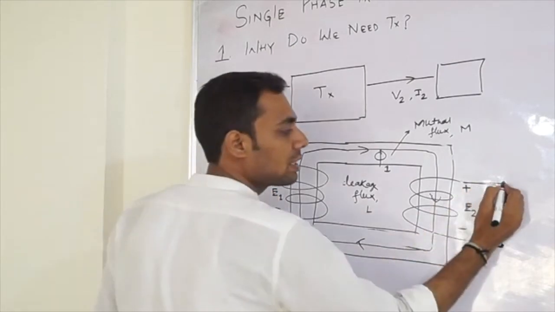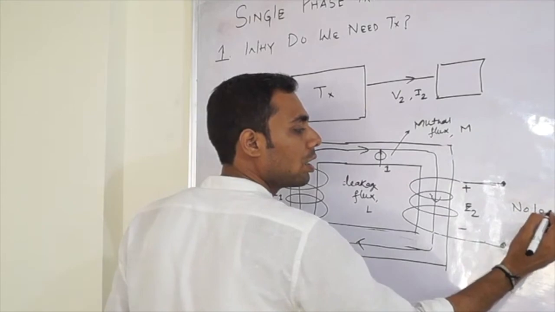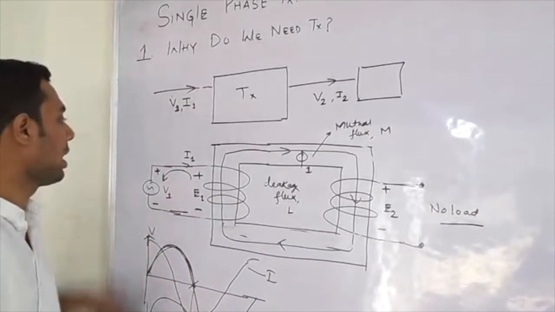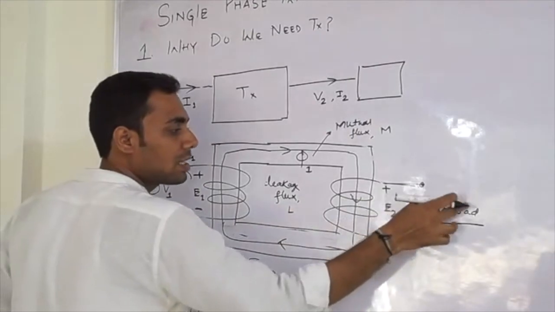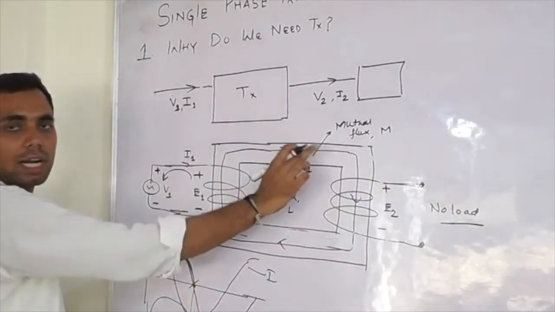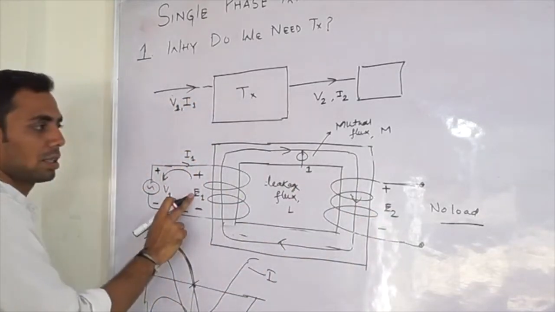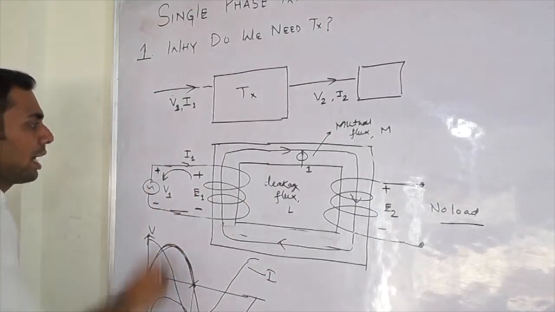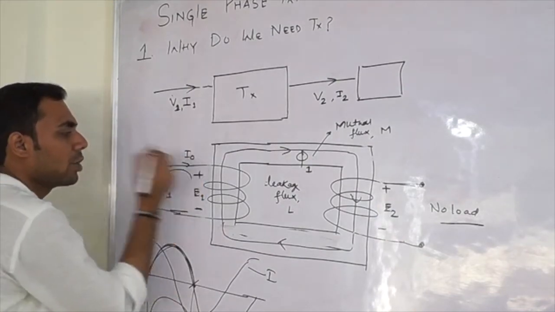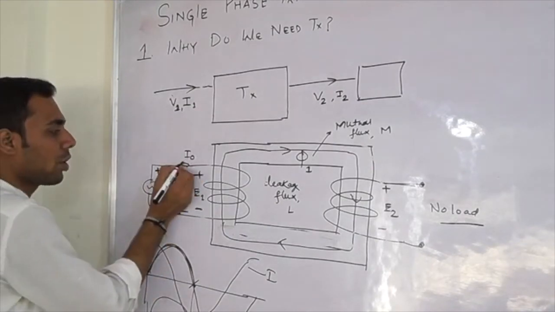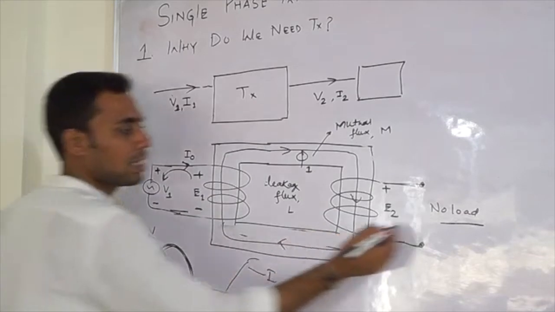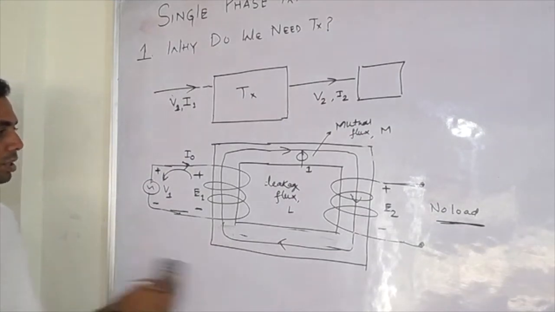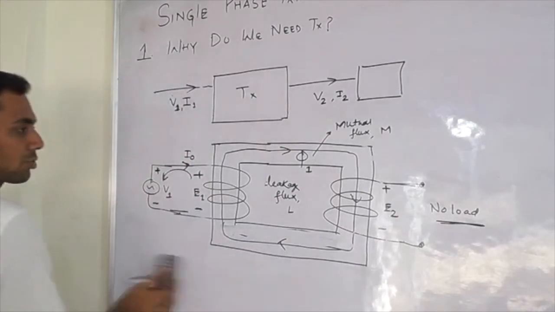Now this is a condition of no load, right? I have not connected any load to my secondary. Since there is no load, there is some flux produced, and this flux is inducing some EMF on this side and this side. So there is some amount of no load current flowing through the primary. Instead of naming it I1, I am naming it I0. So this I0 is flowing through your primary when there is a no load condition at the secondary. Let's try to draw the phasor diagram for this transformer.